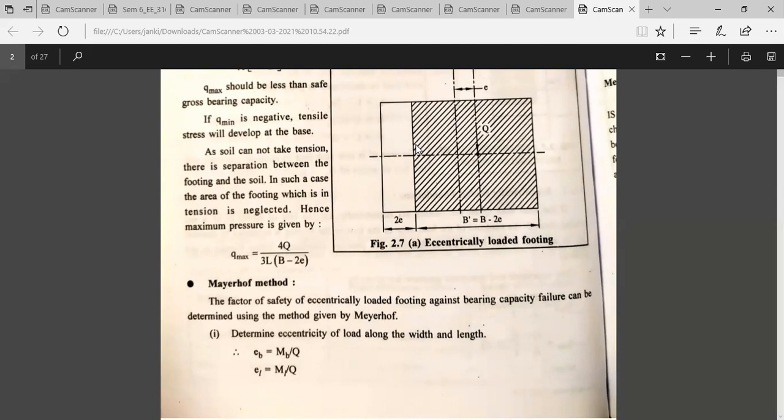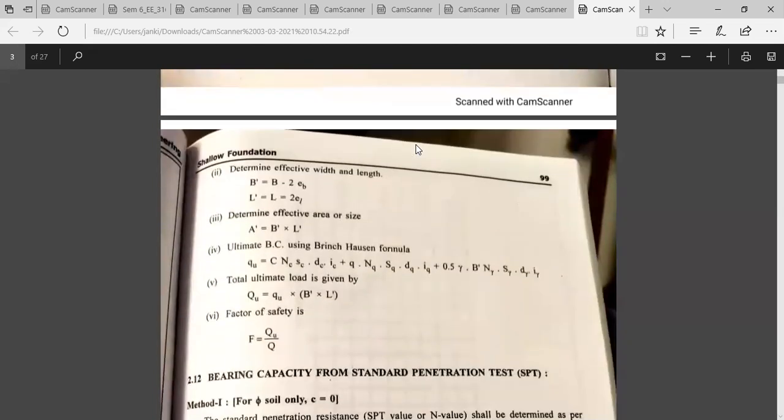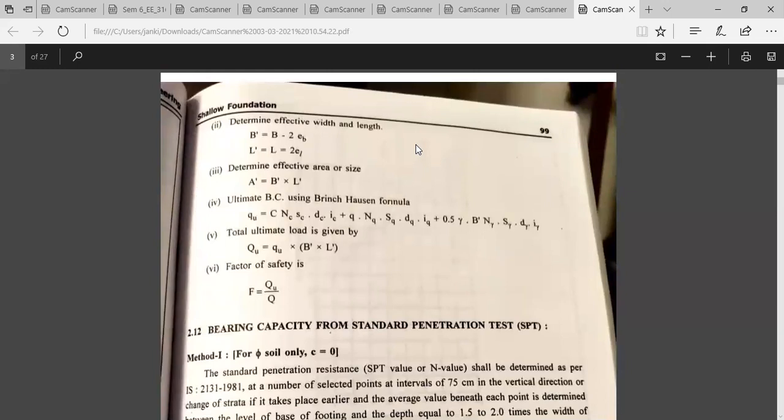So first, determine the eccentricity of the load along the width and the length. The eccentricity along the width is equal to Mb by Q, and the eccentricity along the length is equal to Ml by Q, right? Second is determining the effective width and length. So the effective width B dash is equal to B minus 2eb, and L dash is equal to L minus 2el.